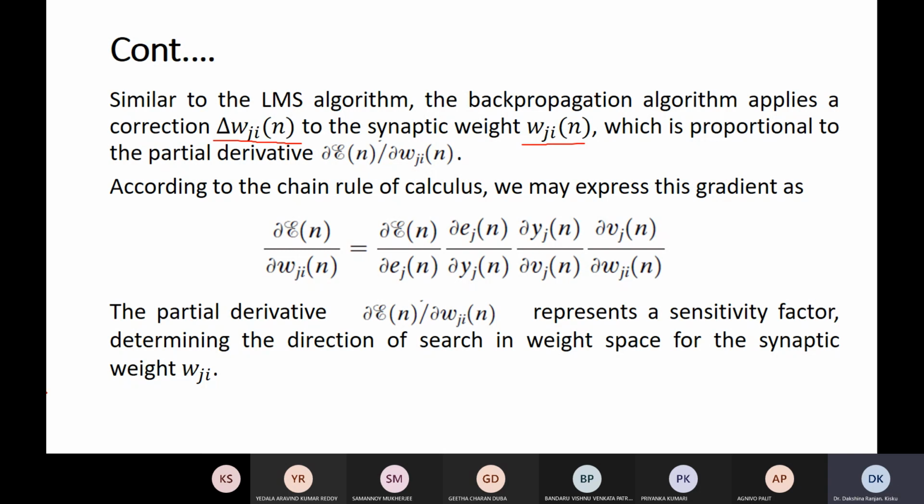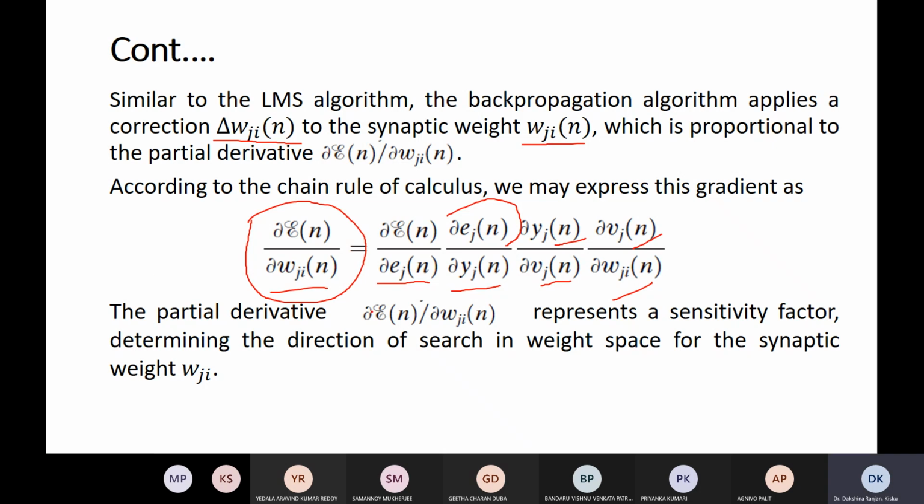Now according to the chain rule of calculus, we can express the gradient del f of n divided by del wjin as equal to del f of n by del ejn, times del ejn by del yjn, times del yjn divided by del vjn, and again del vjn divided by del wjin. Each of these terms is found here. That is why this is called the chain rule. By using the chain rule, we can obtain this gradient, and this derivative is obtained with respect to the weight.